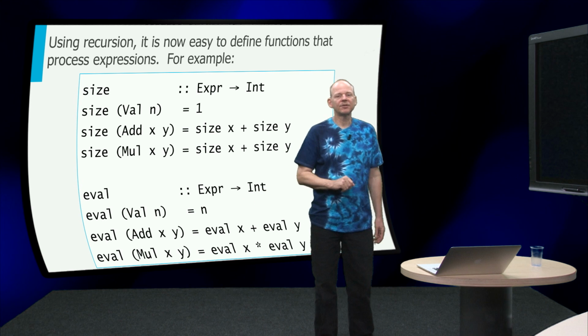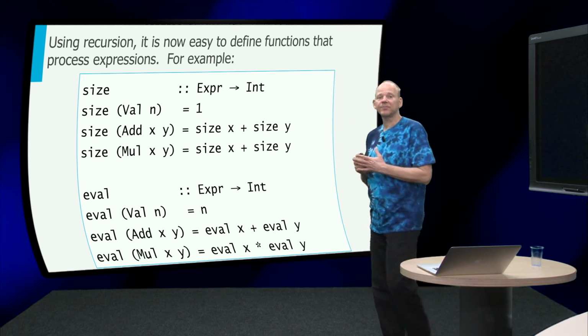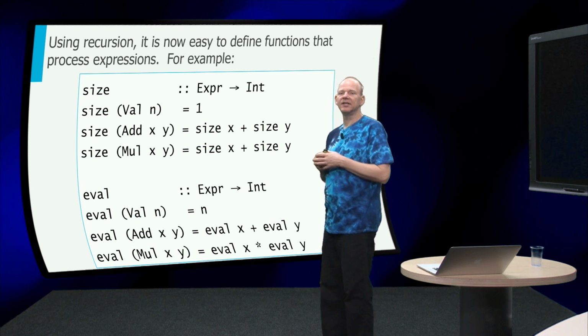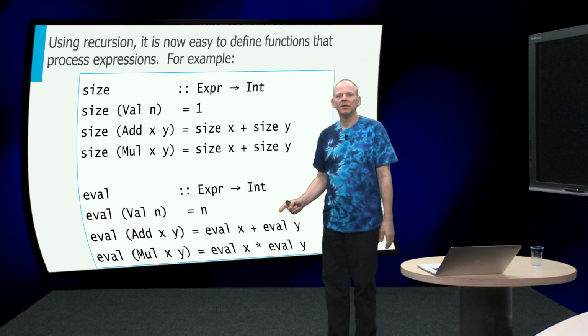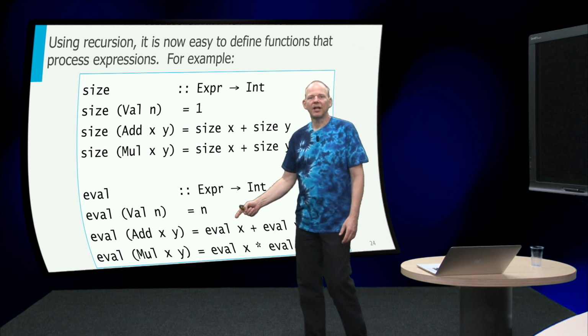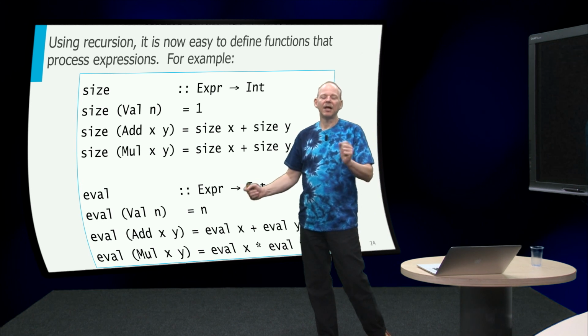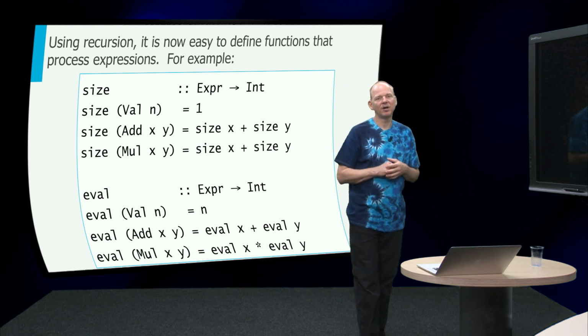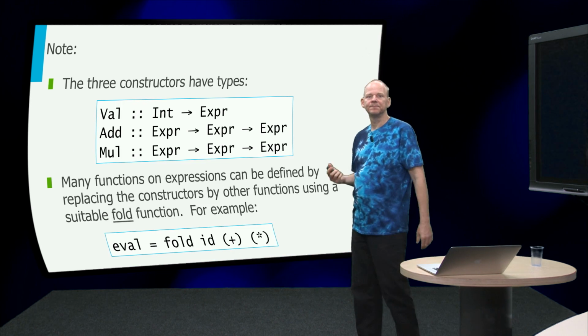Here's the evaluator for expressions, or the interpreter. So what it does is it takes an expression and calculates the integer value. If you already have a value, you're done. Otherwise, you evaluate the left-hand side and the right-hand side. And if you happen to have an addition, you add them up. And in case you have a multiplication, you multiply them.